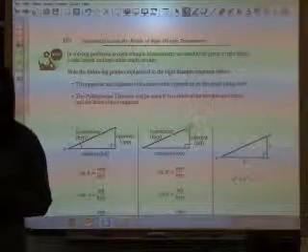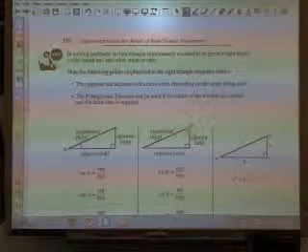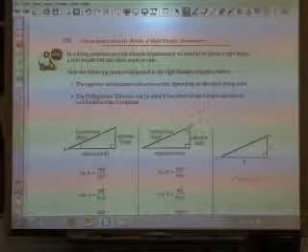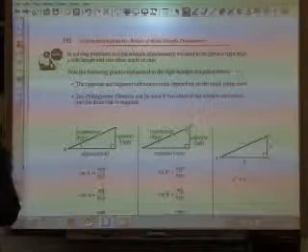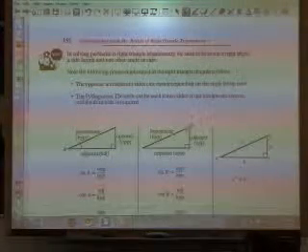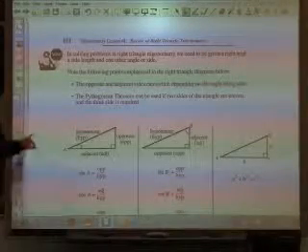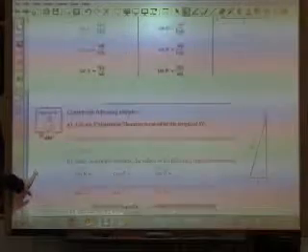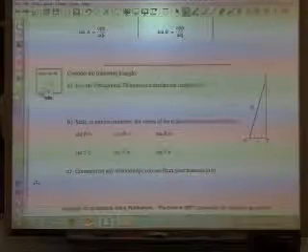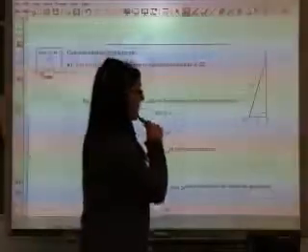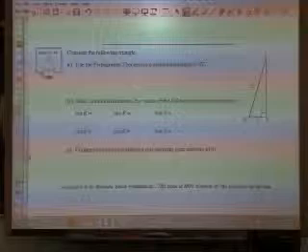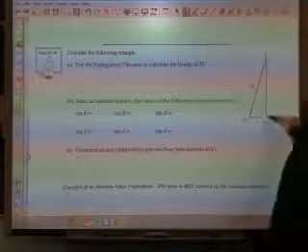Pythagoras theorem can be used if I know 2 of the side lengths and I need to find the 3rd. So we use SOHCAHTOA if we're given an angle and a side. We use Pythagoras theorem if we're given 2 sides. So let's take a look at class example number 2. How would I solve for side length ST?